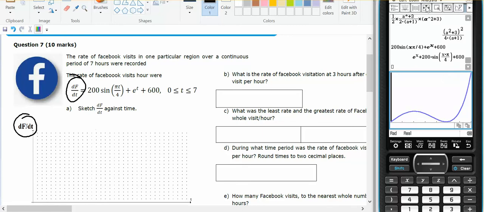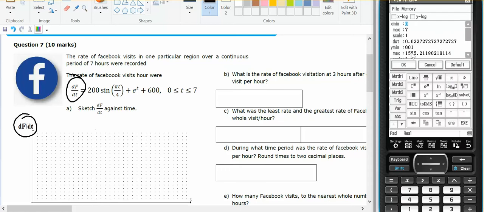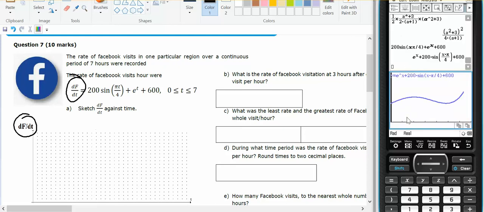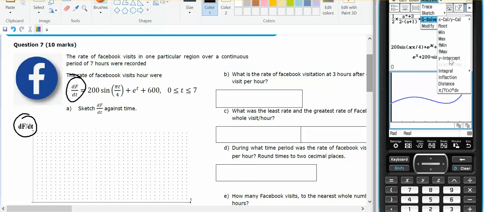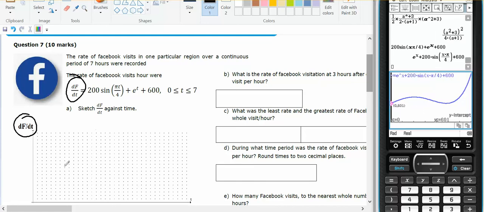And think about my windows, so analysis, my minimum Y I'm going to put down to 0, and I'm going to put that up to 1600. Okay, so that's the curve that I wish to draw. I'm going to have analysis G-solve. I'm going to have a y-intercept of 601.